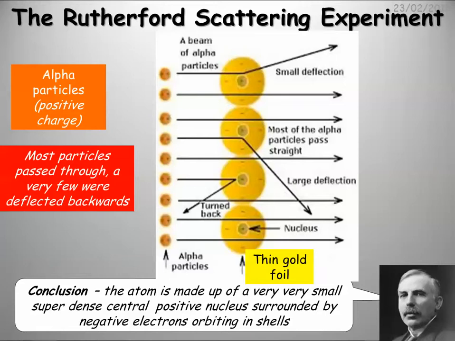Also, that thing must be positive because it's repelling the positive alphas. Remember, like charges repel. So it can't be negative. It's not the electrons it's hitting then. So what Rutherford decided was, most of the atom must be empty space, but there must be a very, very small, very, very heavy central nucleus which must be positive because the positive alphas are hitting it and bouncing back.